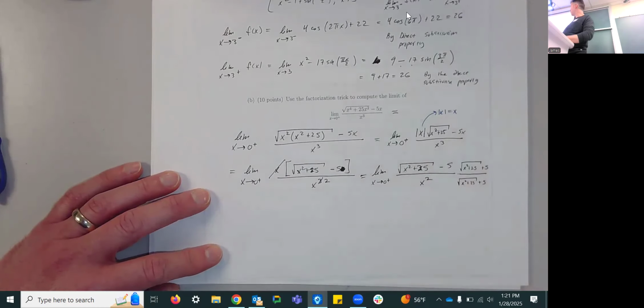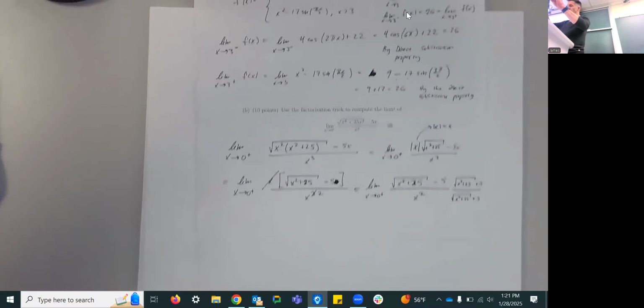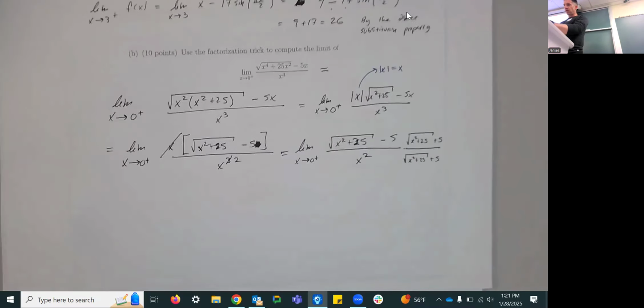You know what? That looks kind of small. Let's zoom in a little bit. A little bit bigger.